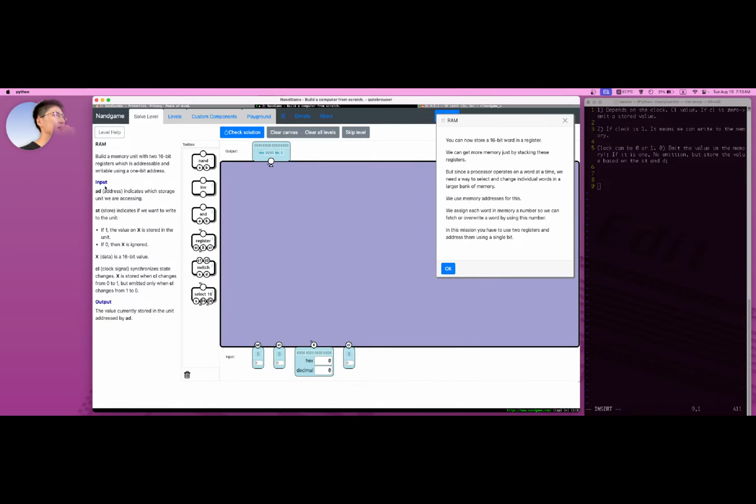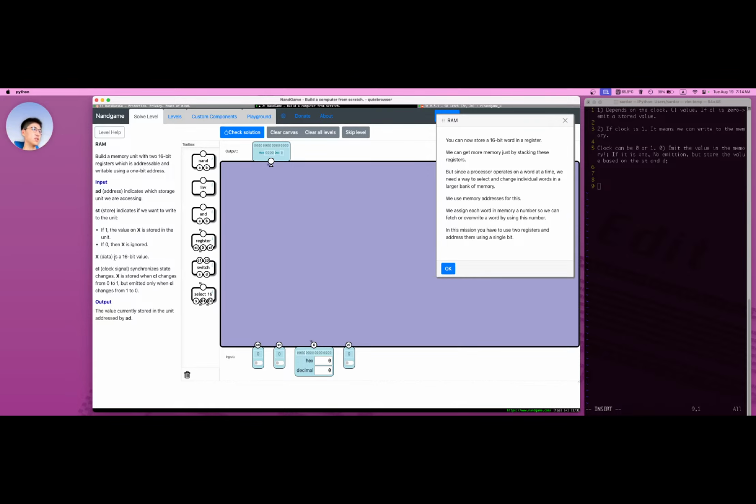Anyway, input AD address indicates which storage unit we are accessing. ST store indicates if we want to write to the unit. 1 value X is stored in the unit. If 0, then X is ignored. X data is 16-bit value. Clock synchronizes state changes. X is stored when clock changes from 0 to 1, but emitted only when clock changes from 1 to 0.